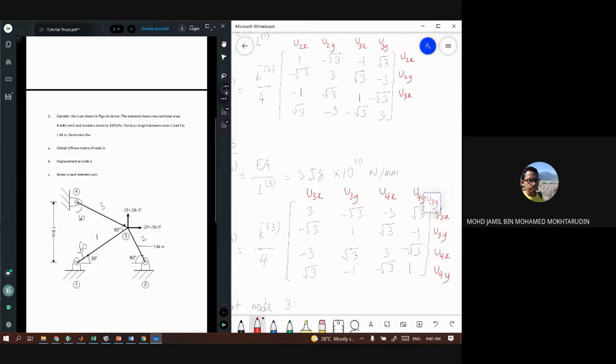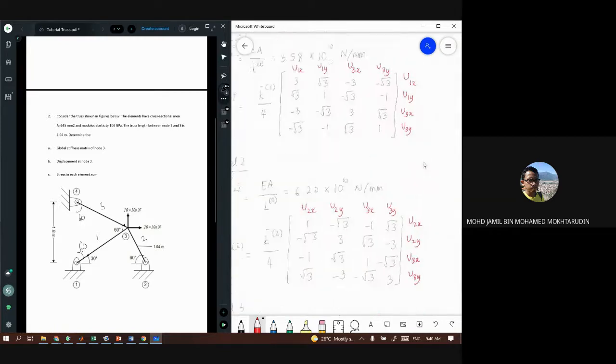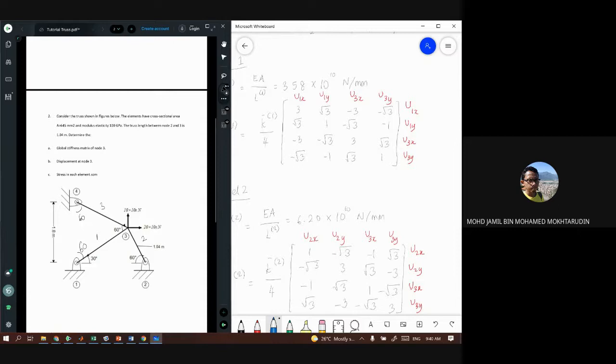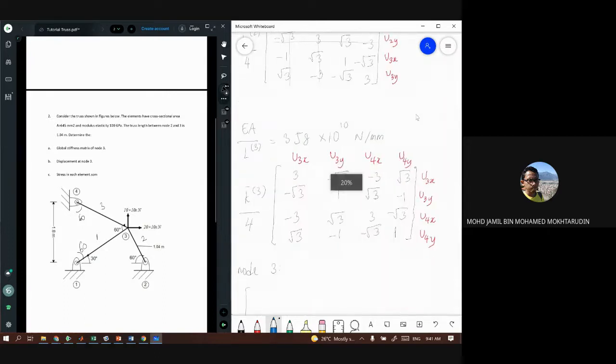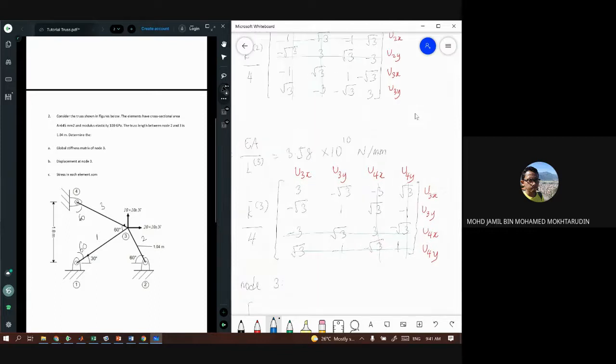Okay, so first we look at the first matrix. Okay, so we take these 4 values only. And then in the second matrix, we take these 4 values. And then lastly, in the last matrix, we take these 4 values. And then you add up element by element, okay, of the matrix.